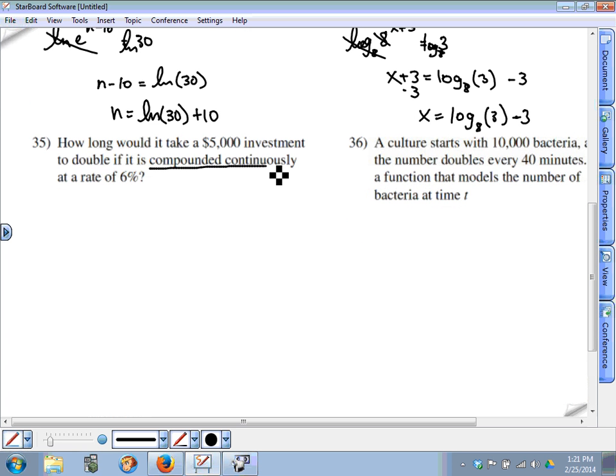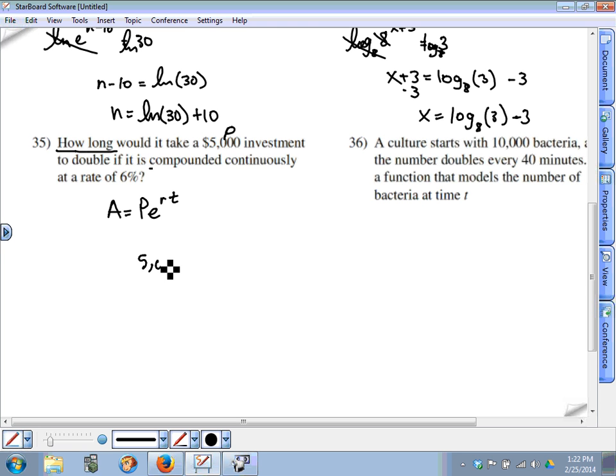Now, this is compounded continuously. This is continuously compounding interest. The formula is A is equal to the principal times e to the rate times time. $5,000, that's the principal investment. And right here, this is the rate, 0.06. It's asking for how long would it take. That's a t. That's searching for t. T is an exponent. The only way to solve when a variable is an exponent is to cancel the base. So this is going to involve logarithms.